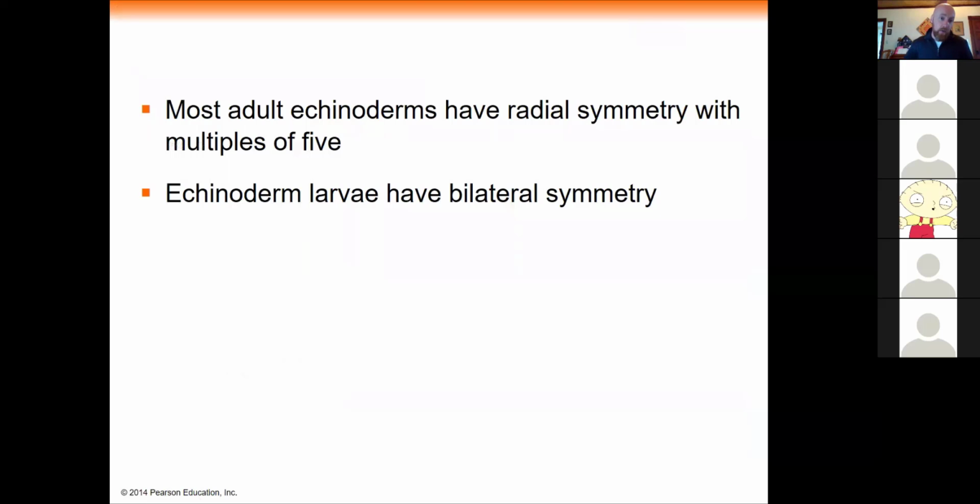Most of these guys have radial symmetry as adults. So the key to remember here is their larvae are bilaterans. When they go through metamorphosis into adults, they change to have radial symmetry. So these guys are considered bilaterans because their larval stage is bilateral.